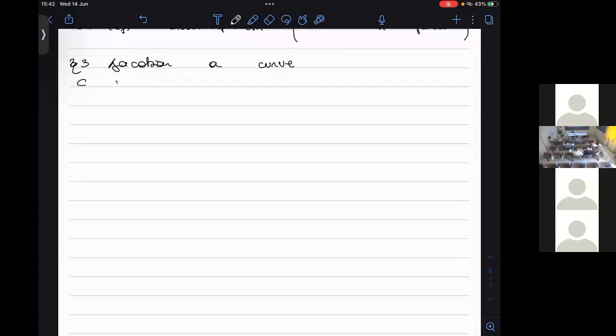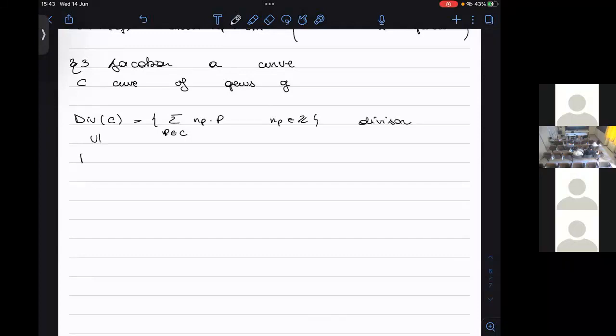So let us see a curve of genus g. You can define this group, which is the group of divisors. Basically, a divisor is a formal sum of points of our curve times a certain number, and this is any integer, but it's just a formal sum. And this is the group of divisors. Inside this group, you can find the principal divisors, which are divisors defined by meromorphic functions. These are called principal divisors.